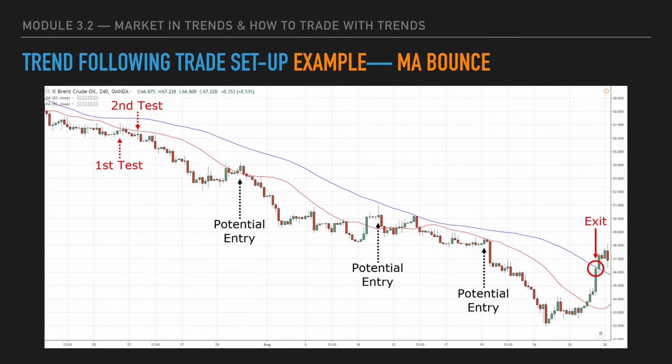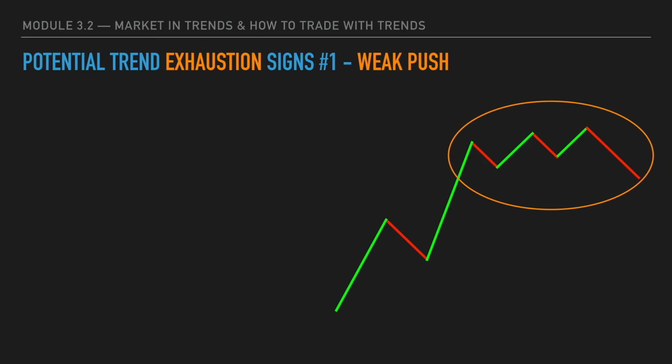to ride a trend. If you want to be a successful trend follower like a pro, there is one more thing you need to master: you need to learn how to tell when a trend is potentially exhausted or about to turn. In this course, I will give you 3 signs of potential trend exhaustion. The first sign is called the weak push. It is a common pattern that suggests the trend is running out of strength and momentum.